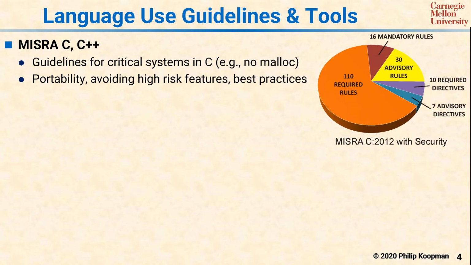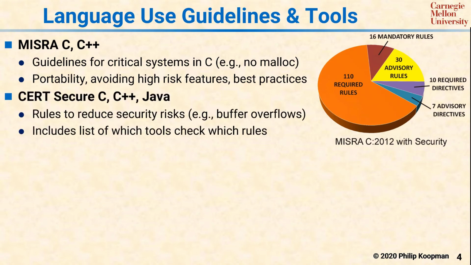CERT, which deals with security advisories, created a coding standard for C, C++, and Java to improve software security. An example rule would be that you are not allowed to use unbounded string operations because of the risk of buffer overflow. The CERT publications also include a list of tools and which coding rules they're able to check.